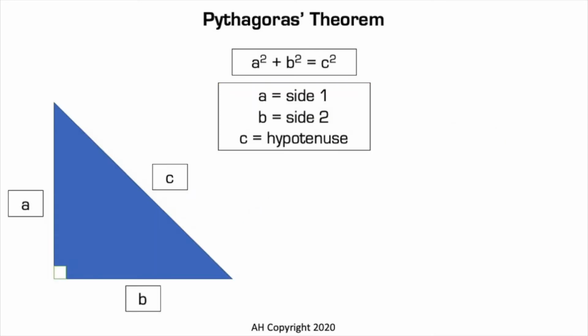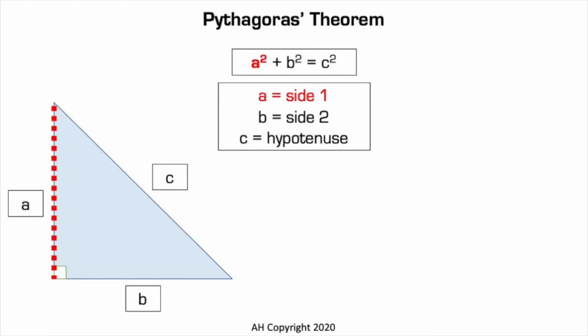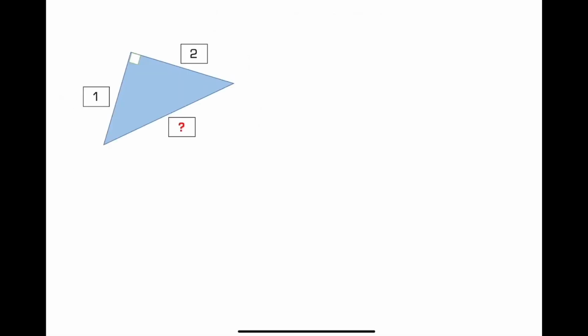Now that we know how to identify a right-angled triangle, let's get back to the Pythagoras theorem. So a squared plus b squared equals c squared. So the sum of a squared and b squared will give you c squared. And c is known as the hypotenuse of the triangle. Let's have a look at a first example.